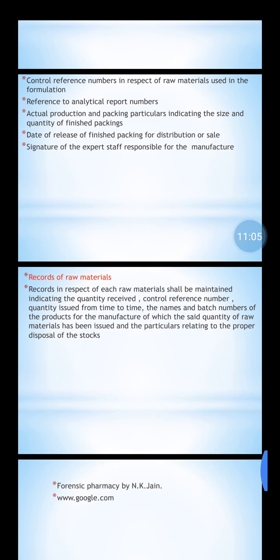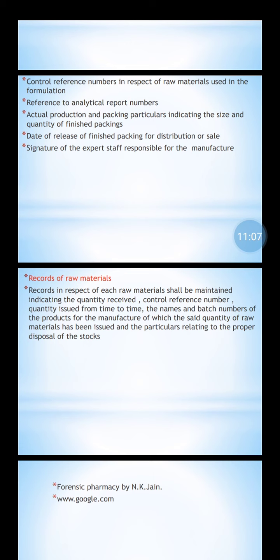Then records of raw materials. The records in respect of each raw material shall be maintained indicating the quantity received, control reference number, quantity issued from time to time, the name and batch number of the products for the manufacture of which the said quantity of raw materials has been issued, and particulars relating to the proper disposal of the stock.